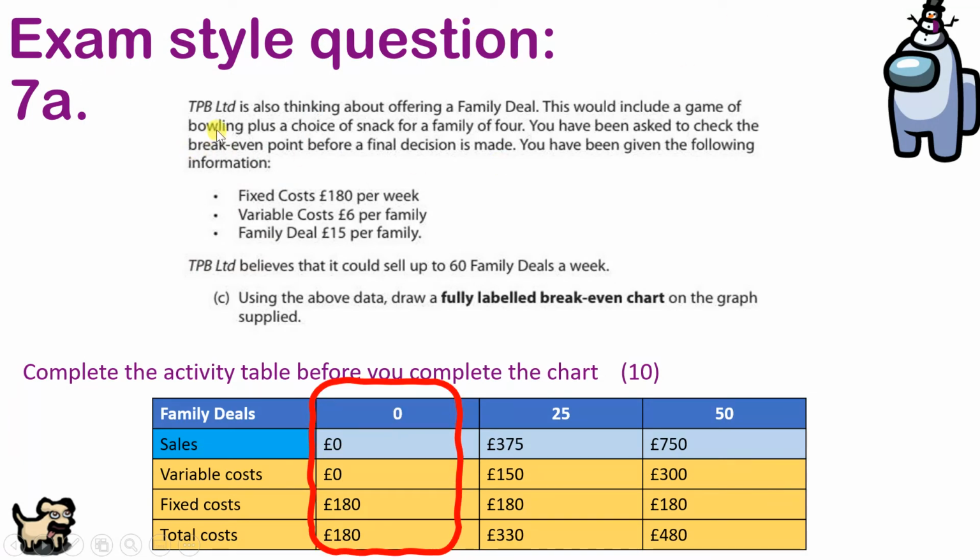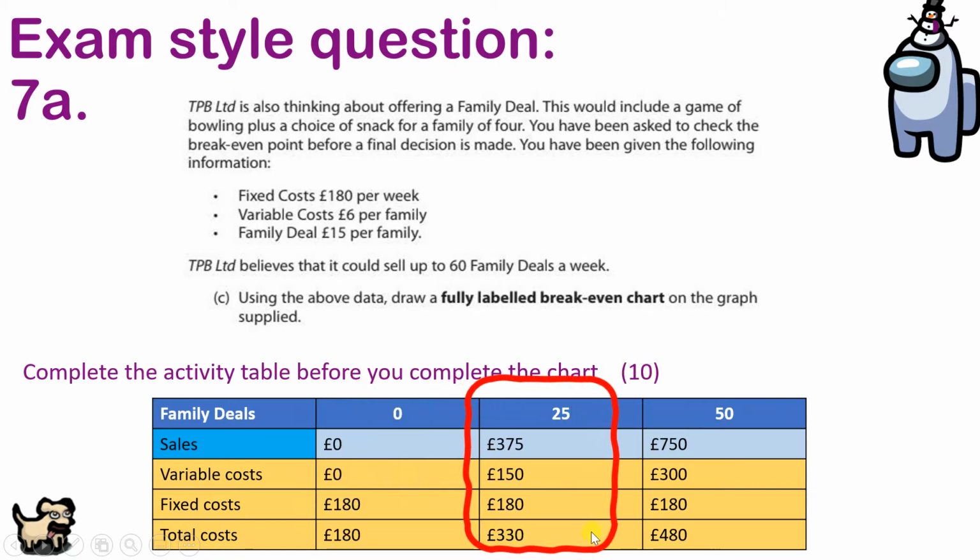For question 7a, we were looking at the family deals. We've got fixed cost £180, variable cost per family £6, and the actual sales price for the family deal is £15. On this first column, you can see here, you actually had 3 figures given to you, so the final figure, 0 plus 180, in order to get total cost is £180.